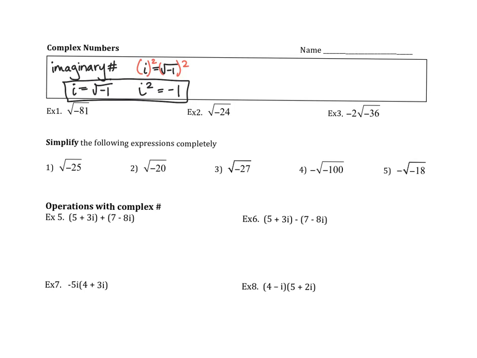So now let's talk about what a complex number is. A complex number is a number that has both a real part and an imaginary part. So we can write it as a plus bi. And a will be my real part, that's my real number. And b times i will be my imaginary part.